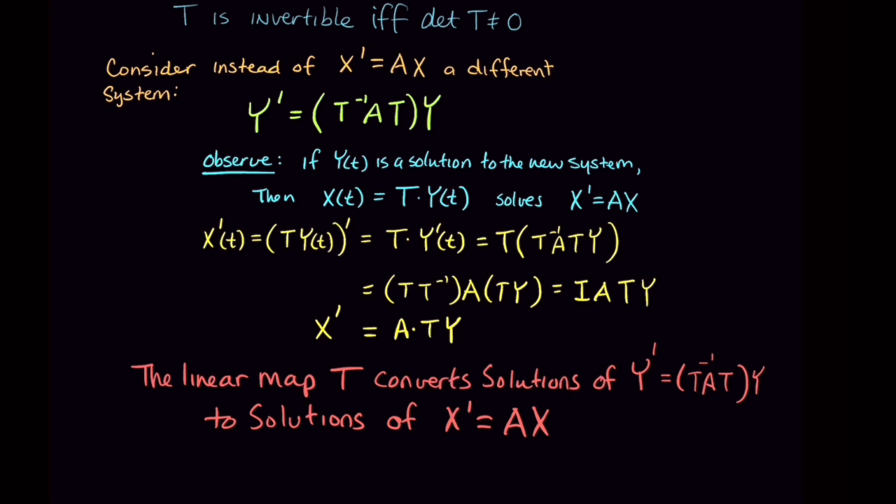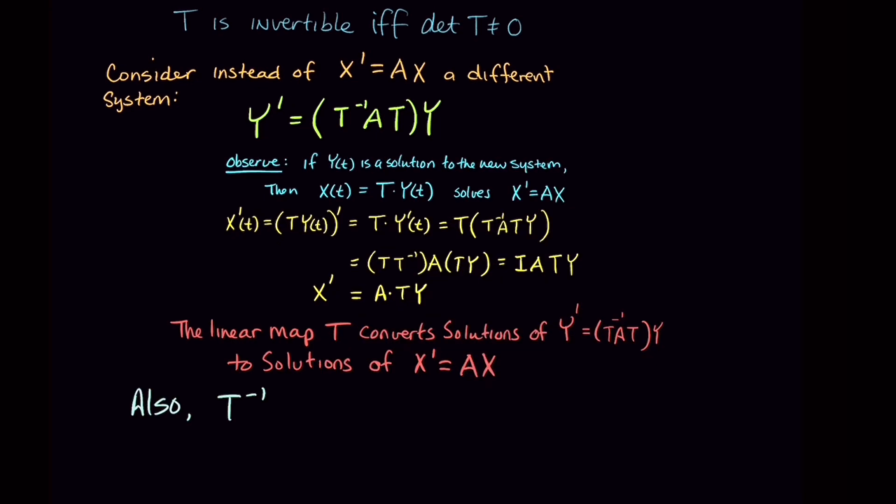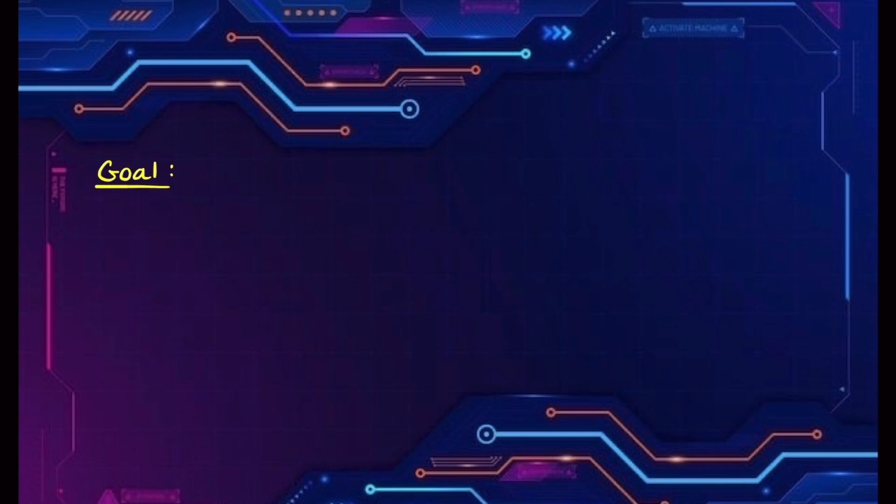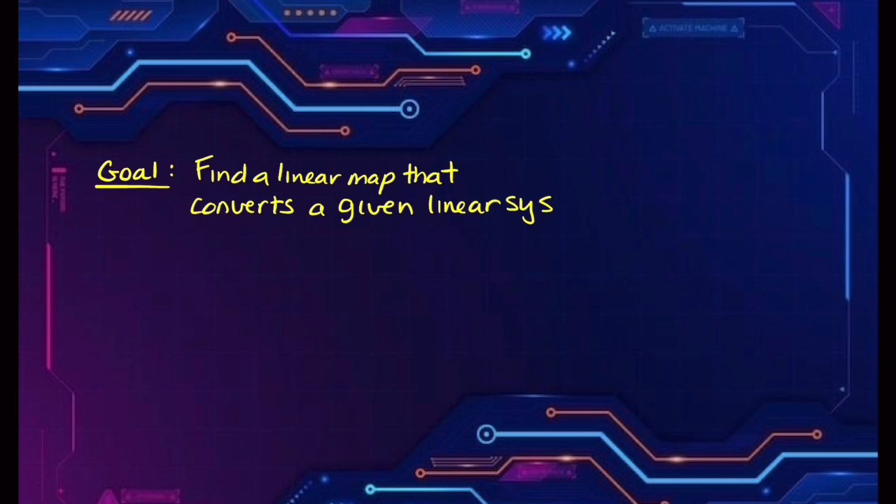You see, that linear map takes something and turns it from canonical form to non-canonical form and backwards. So when we want to find straight line solutions to a differential planar system that is not in canonical form, we can diagonalize it and put it into canonical form. So let's say our goal is to find a linear map that converts a given linear system into a canonical form.